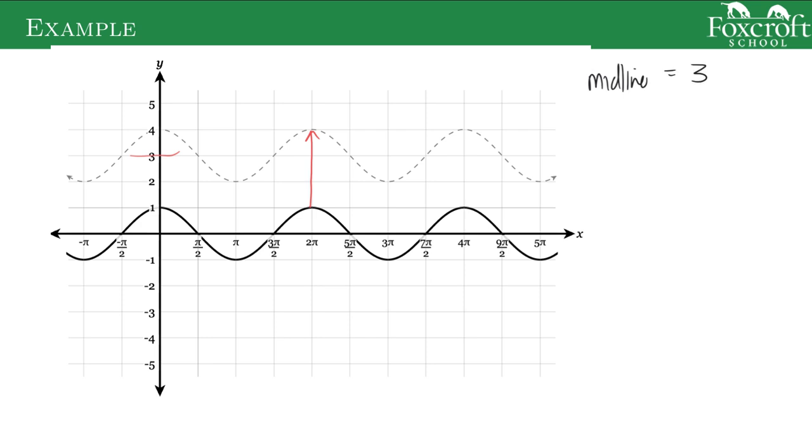So that tells me this graph is cosine of x plus 3. Nothing else changes. The amplitude is still 1, and the period is still 0 to 2 pi. So this one, all I have to do is add 3 for the midline.